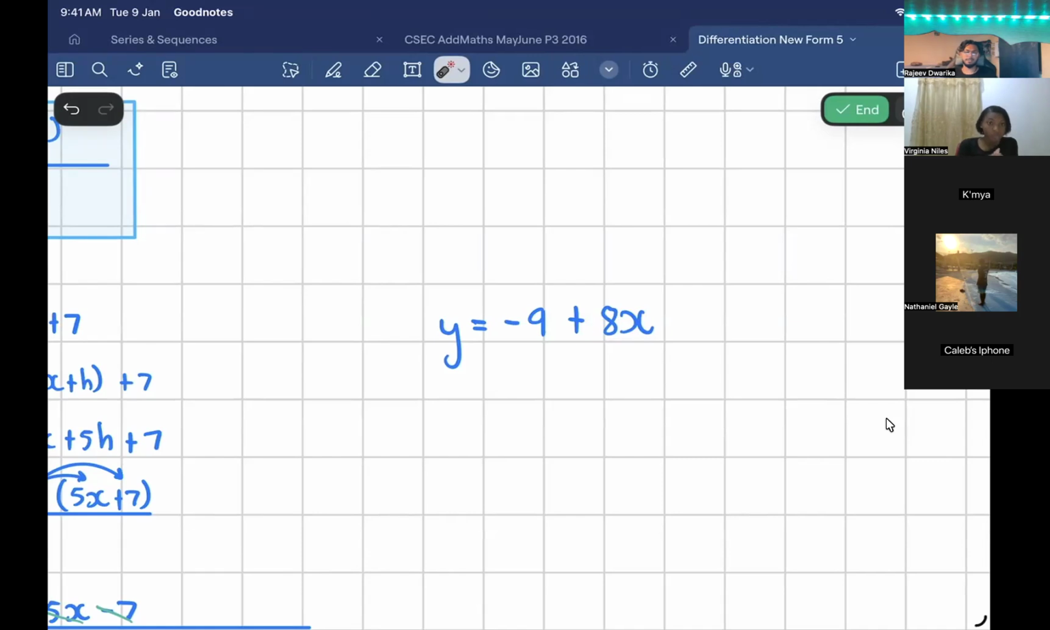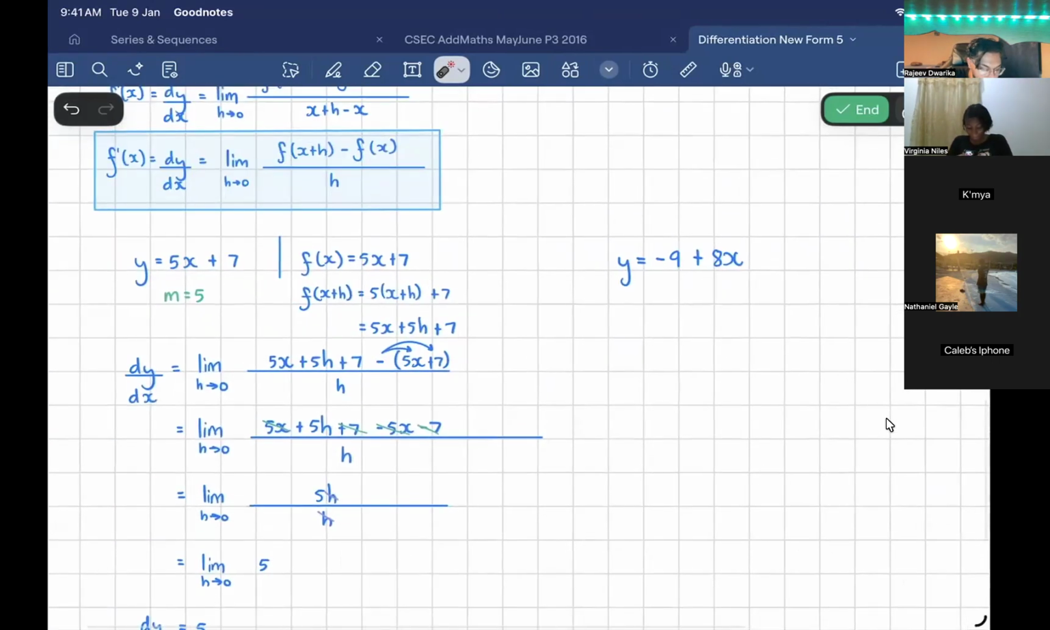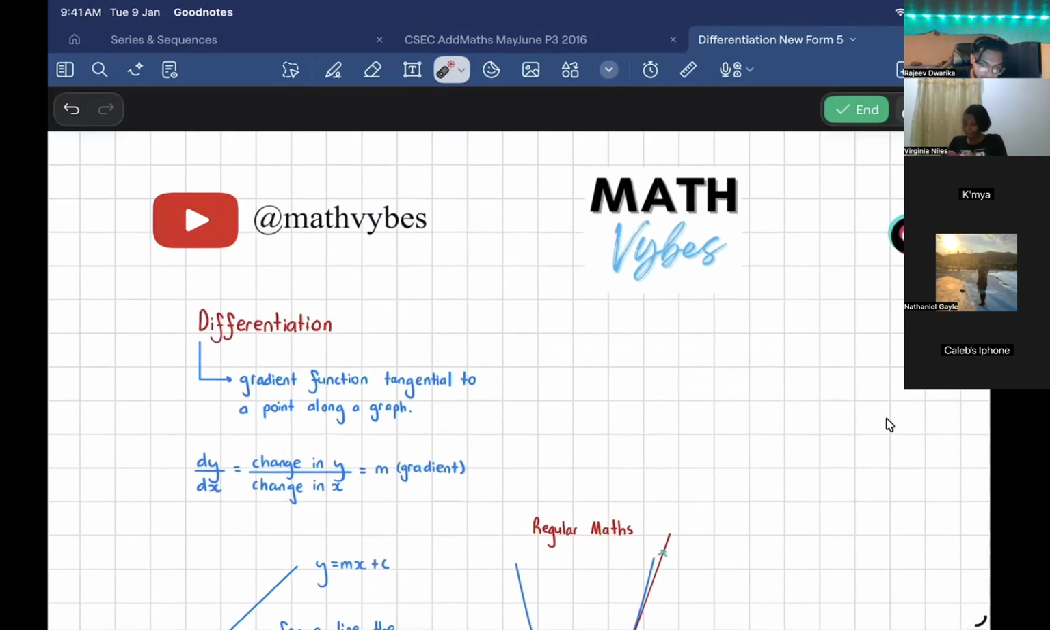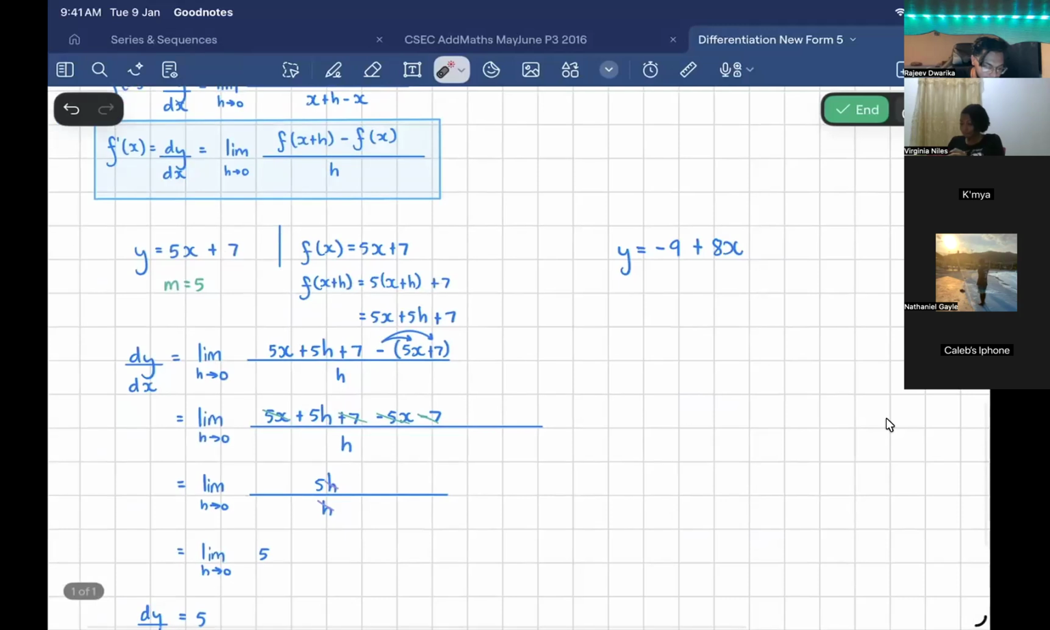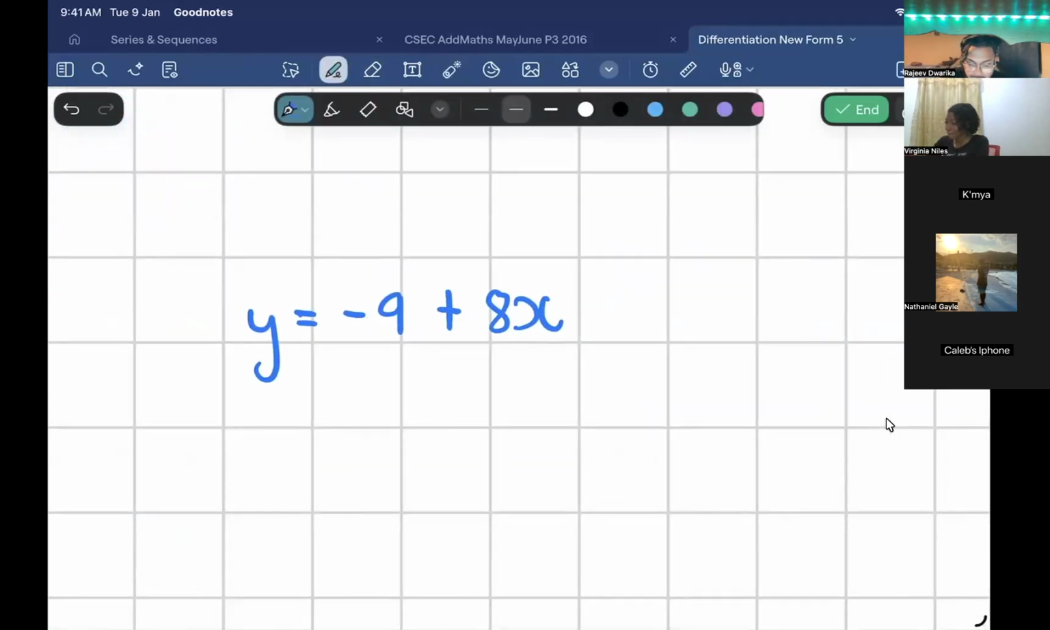Did you get true or not? Oh yeah, I finished a while ago. I got 8. So let me see what you did. Let me see what's going on with this question. I want to make sure you understand it, Kamaya. So Kamaya, is the gradient minus 9?